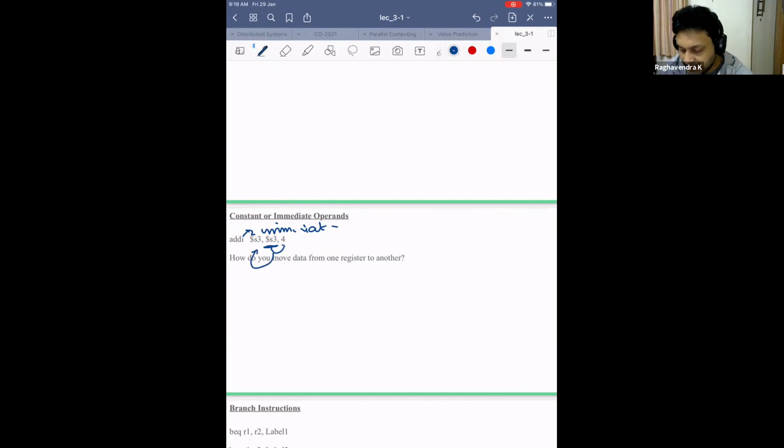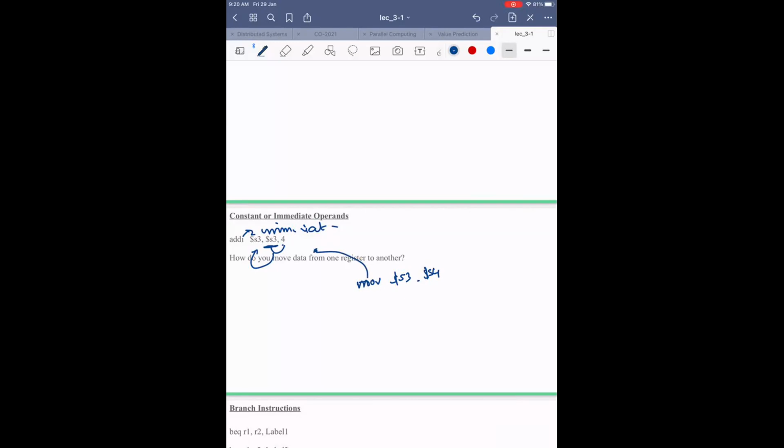Now, let's say I want to move something from S3 to S4. Let's say I want an instruction which says move S3, S4. I don't have to have a move instruction. I can get this by using an add instruction. How do I do this? In the place of 4, you can put 0. You don't even have to put 0.